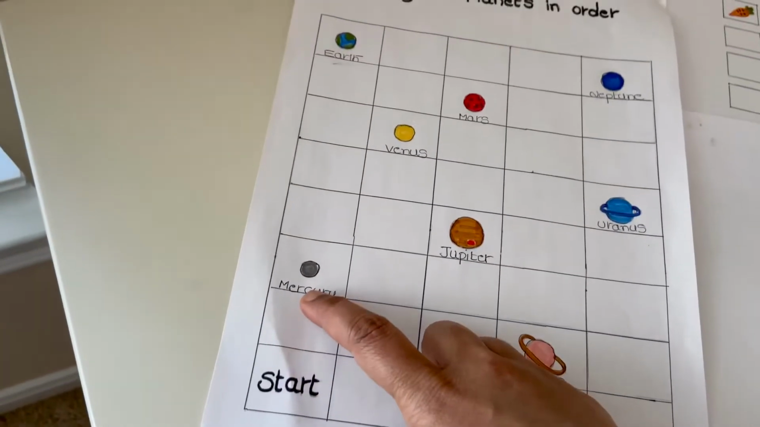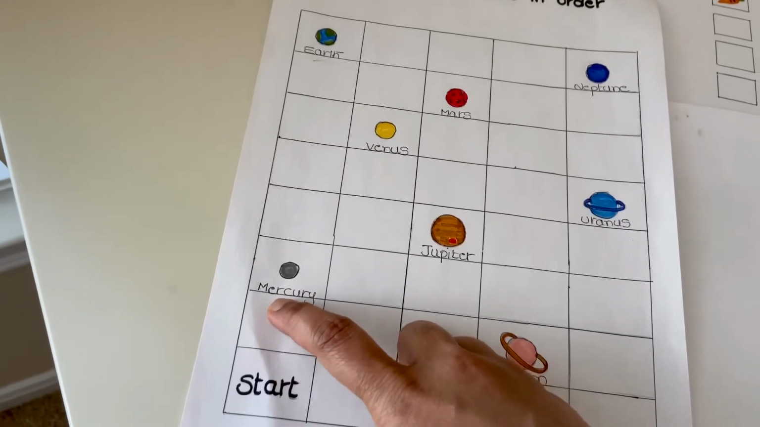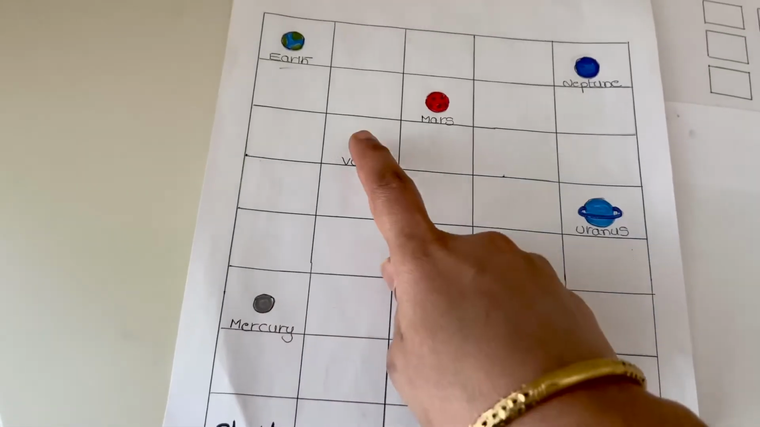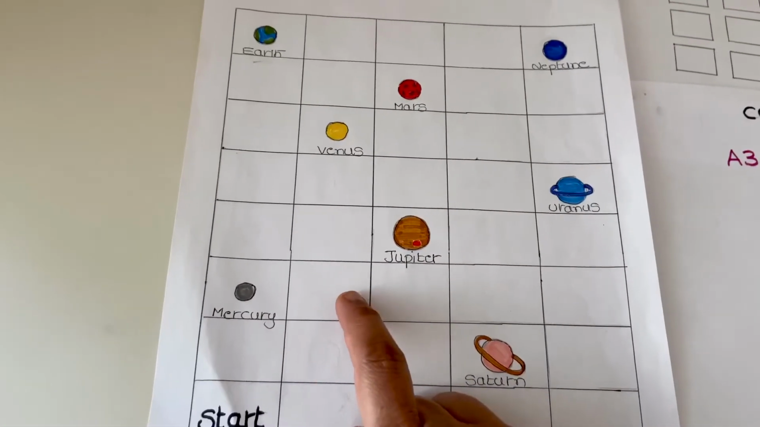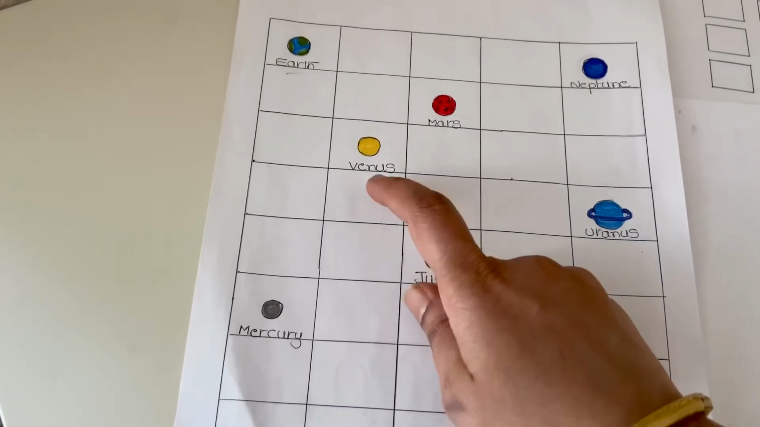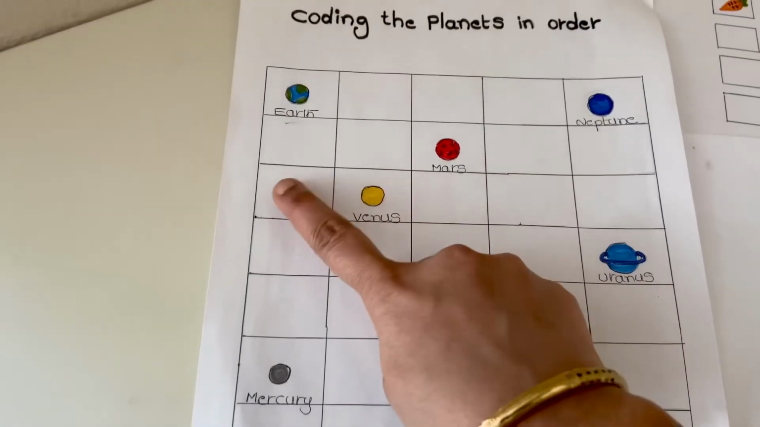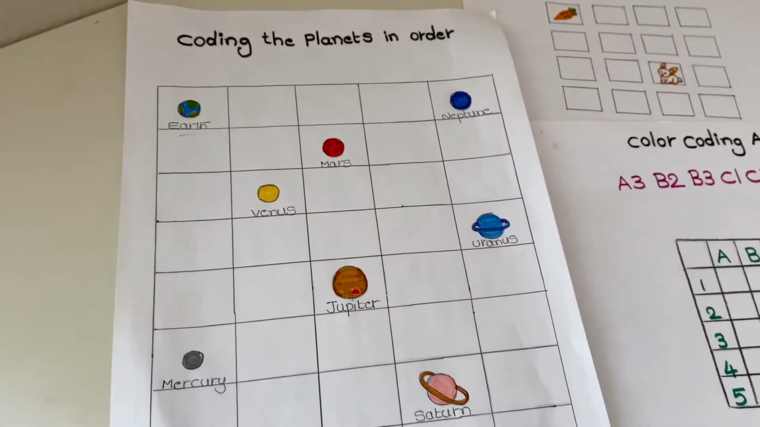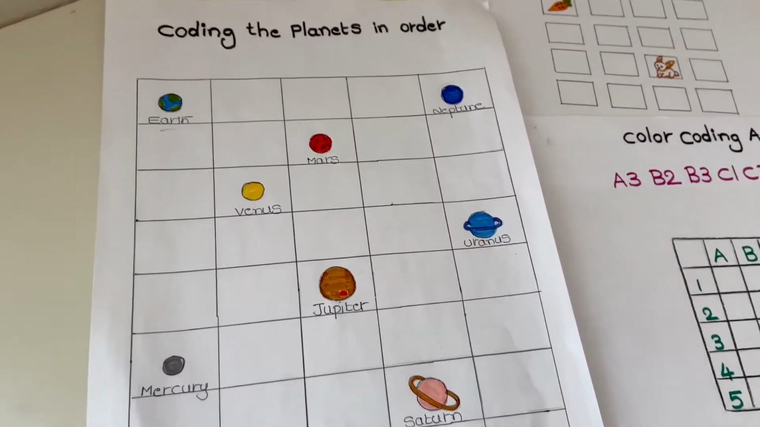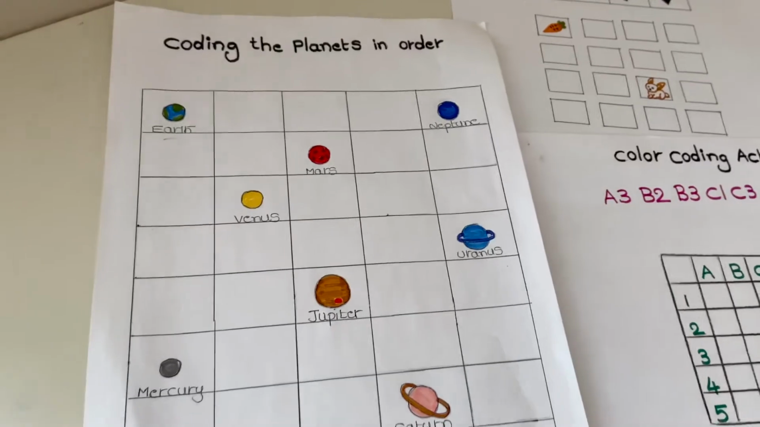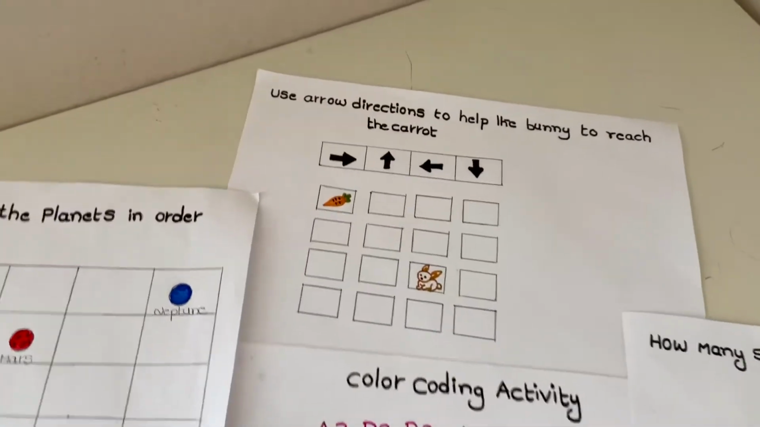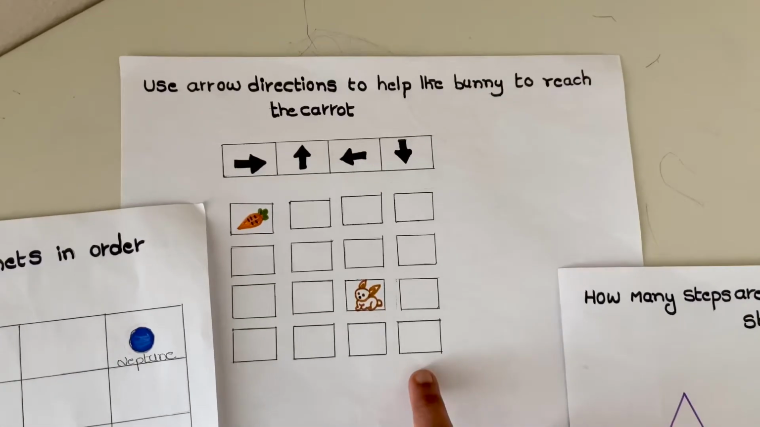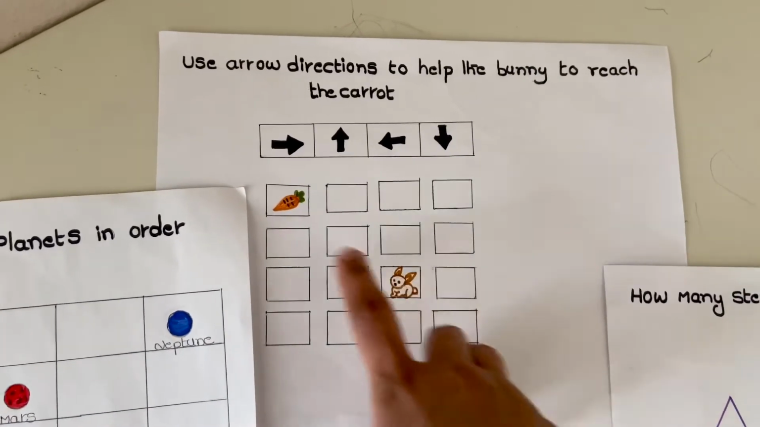Start here, what comes here, upside arrow, then from Mercury to Venus, left side, right side arrow, then upside, again upside, then left side, then upside, like that. Ask the kids, draw the arrows that connect the planets in order. And the second one is use arrow directions to help the bunny to reach the carrot.